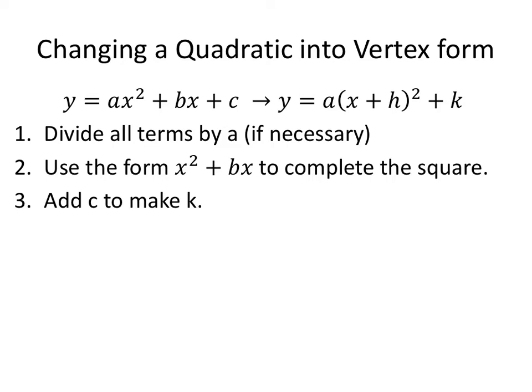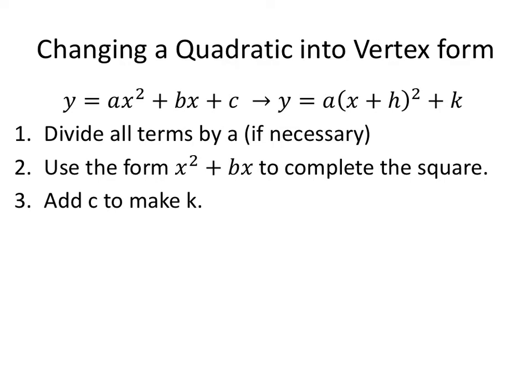Changing a quadratic to vertex form, and we did talk about this in the last section: if it's not in vertex form, we may have to use completing the square. Now again, for completing the square, we need the coefficient of x squared to be 1 and not anything else. So if we need to force it to be 1, we can.